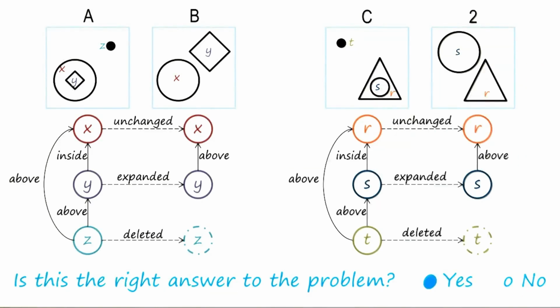What answer did you come up with, David? Is 2 the correct answer? So I said that that was the correct answer. It looks to me like the relationships at play in frame A and frame C are the same, and the relationships at play in frame B and frame 2 are the same. We saw that X was unchanged between the 2 frames, just as R is, Y expanded, just as S does, and Z was deleted, just as T is. Similarly, Y was above X, just as S is above R. So I think it's the right answer.